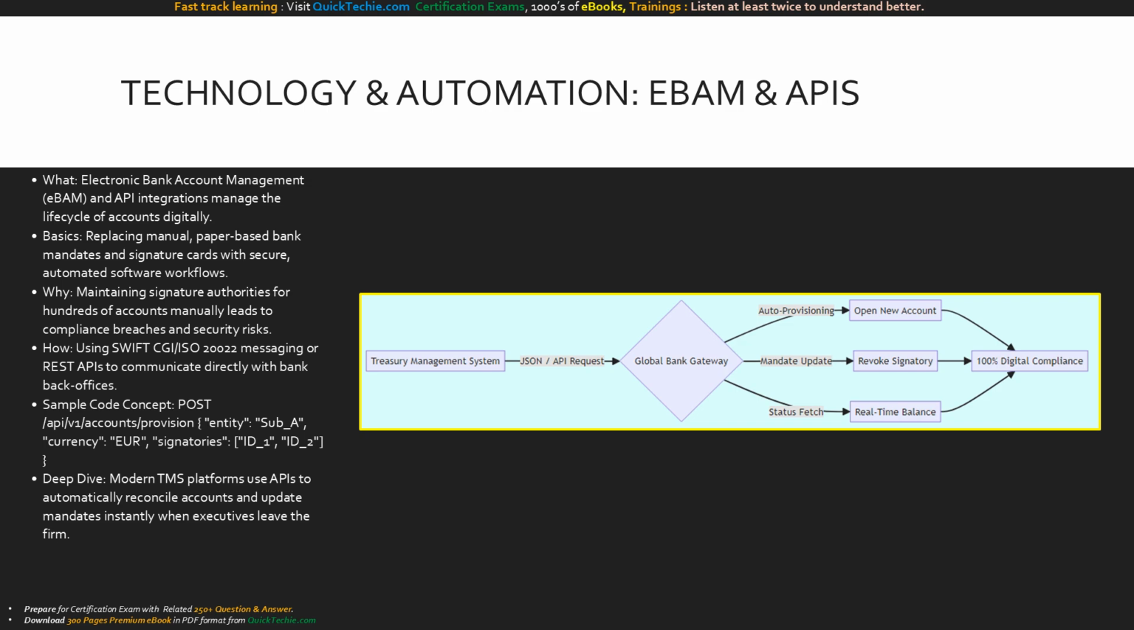How do we fix this? By using Swift ISO 20022 messaging or REST APIs to talk directly to the bank servers. Look at the sample JSON code on your screen. This is a simple API POST request to automatically provision a new Euro account and assign 2 specific digital signatories instantly. In our deep dive, a modern treasury management system uses these APIs to ensure 100% compliance. When an executive's profile is deactivated in the HR system, the TMS automatically pings the bank APIs to instantly revoke their signing authority globally. Thank you for joining me.